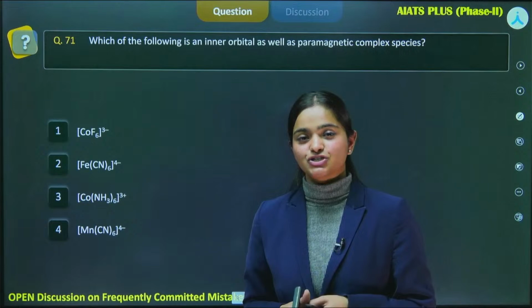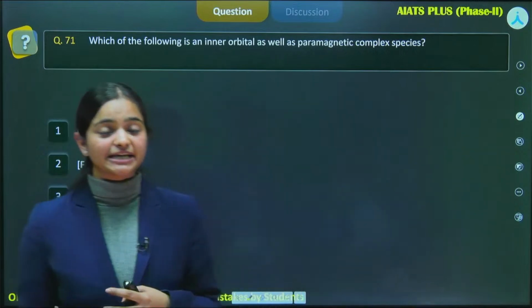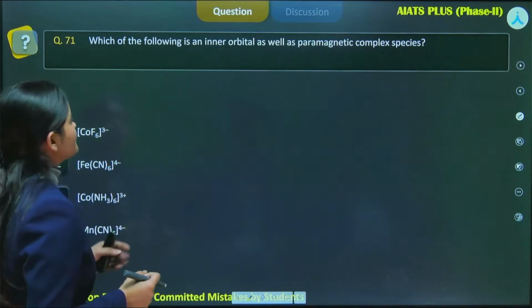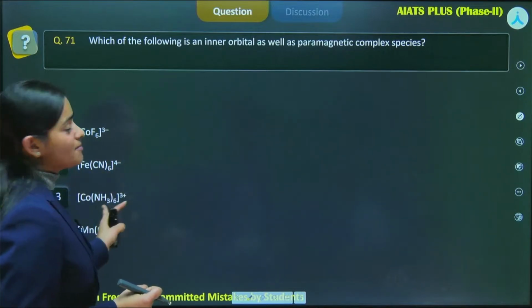In paramagnetic nature, the complex will be attracted by the magnetic field. Why? Because it will have some unpaired electrons. So now, let's go and see all the complexes one by one.